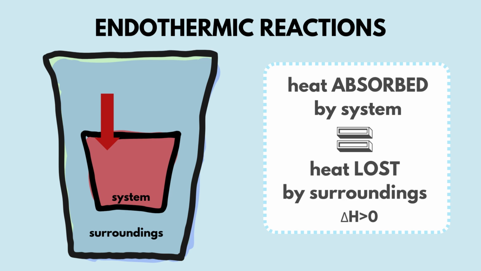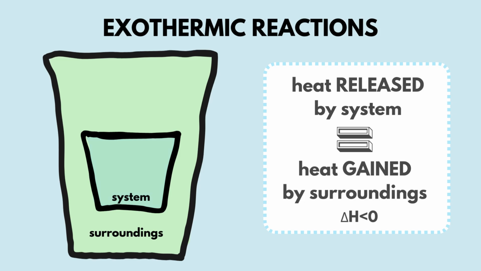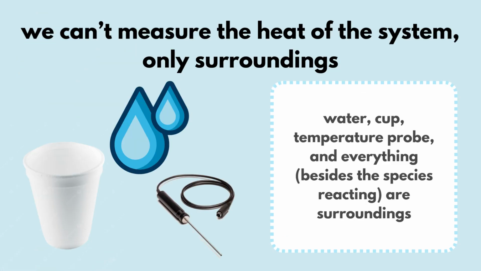For endothermic reactions, heat is absorbed by the system, which in turn means heat is lost by the surroundings, so delta H is positive. Oppositely, for exothermic reactions, heat is lost by the system, which in turn means heat is gained by the surroundings, so delta H is negative. Since we can only measure heat of the surroundings, which consists of everything except the reacting species, we can apply the change to all of these things to the change in heat for the system.